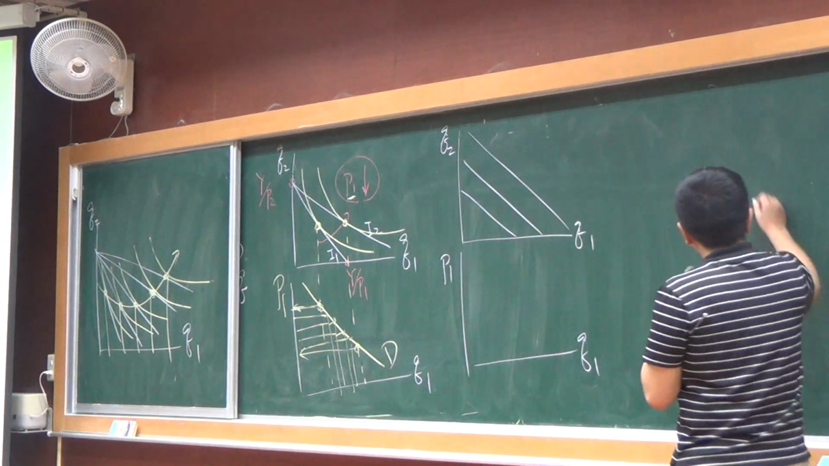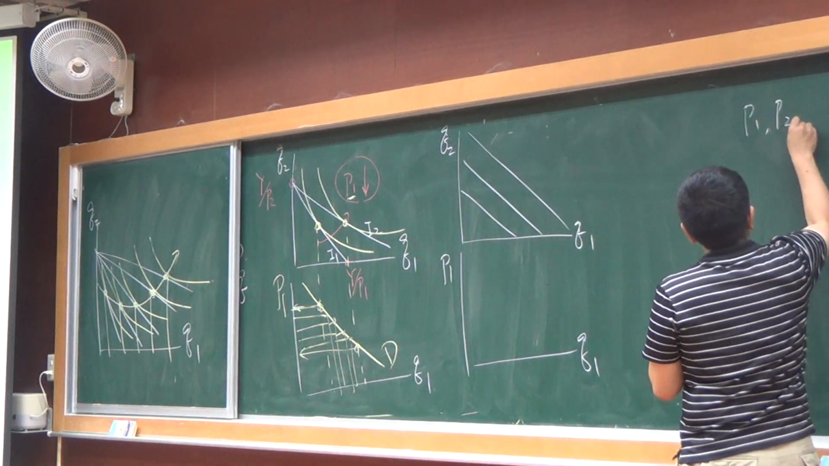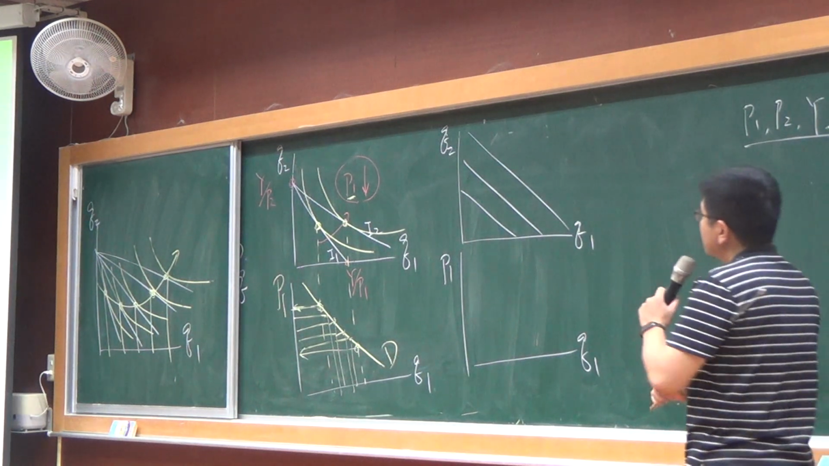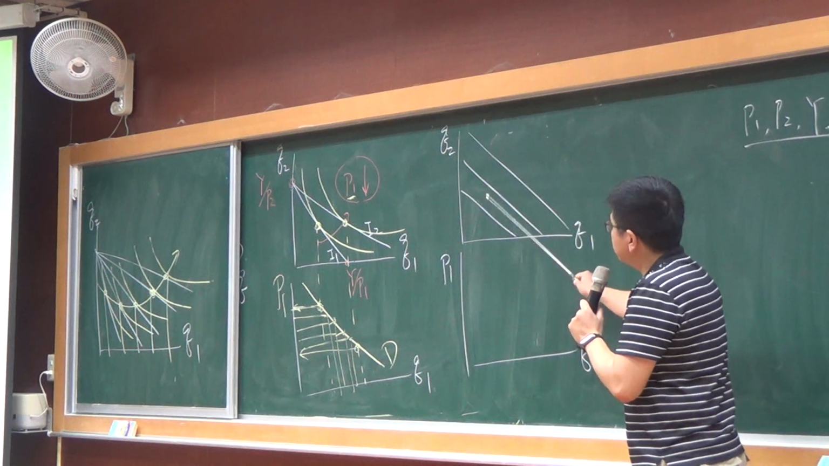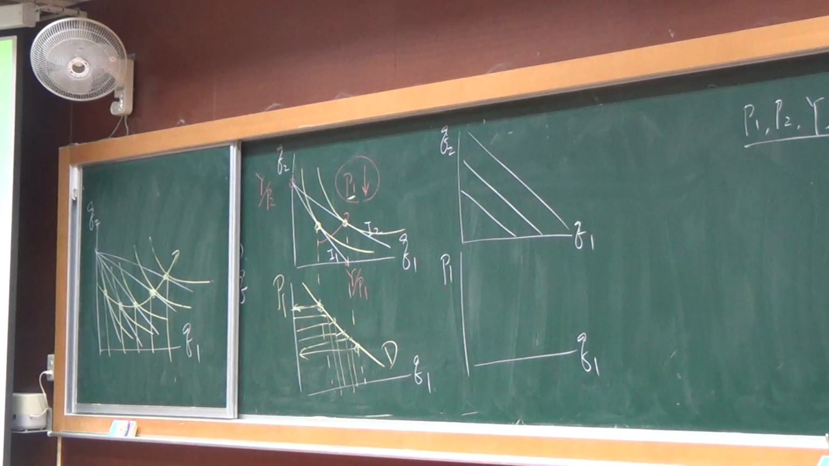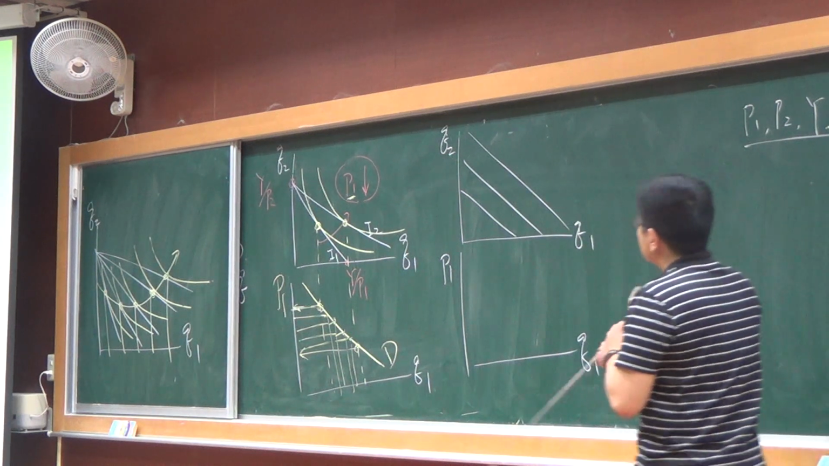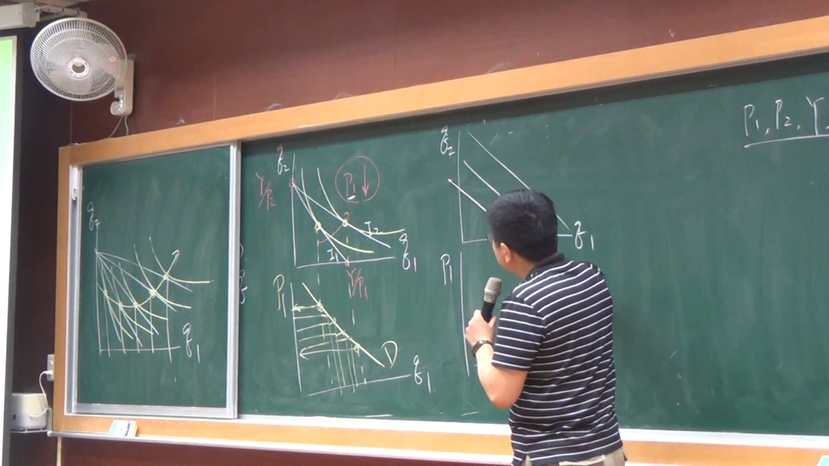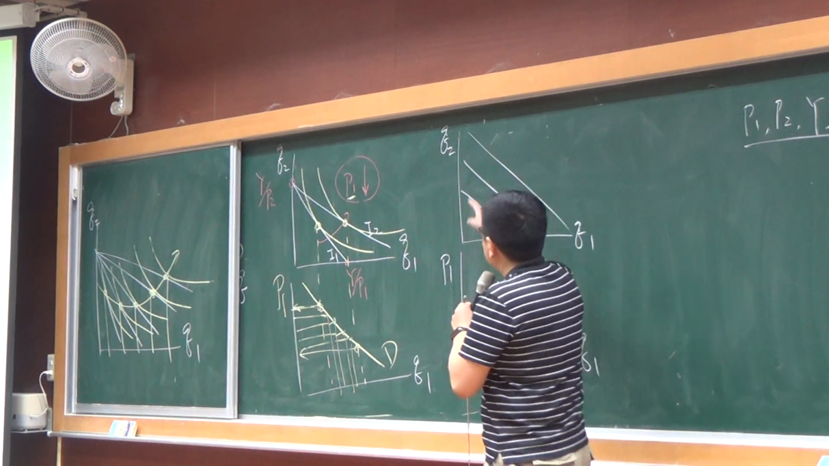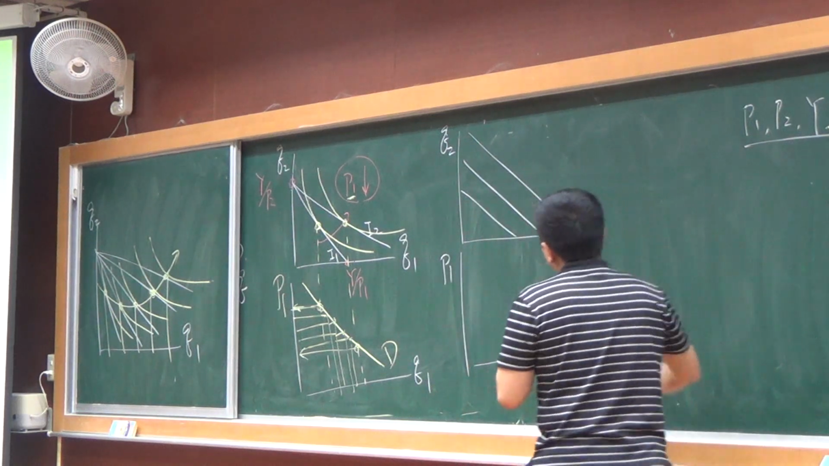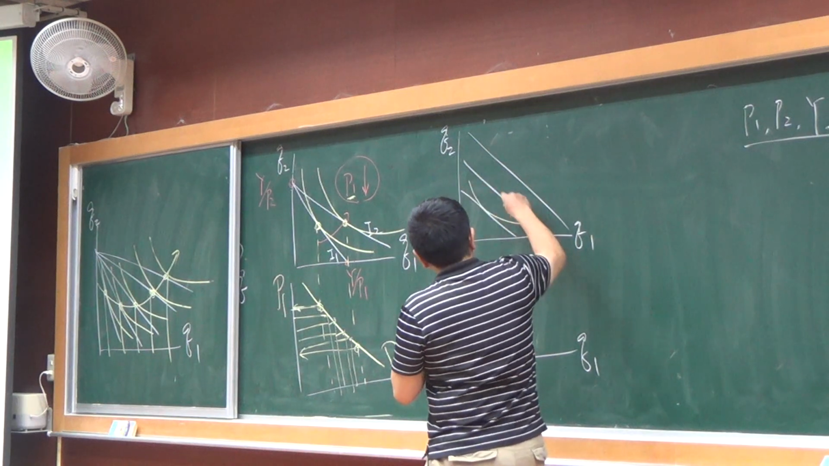Now, pick from P1, P2, and Y. Pick one among these three. Which one can make the budget line change from here to here to here? Which one? Y, right? Income. So you have more income so that your budget set becomes larger and larger, right? And suppose this is the case.